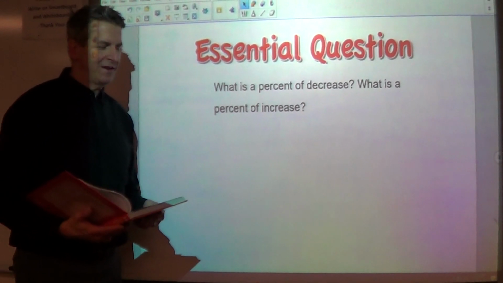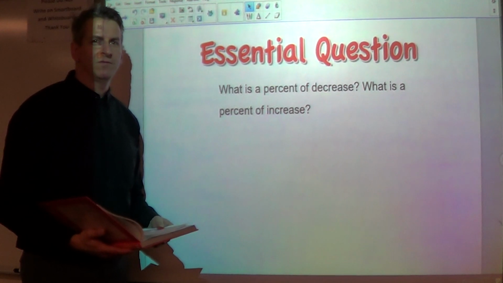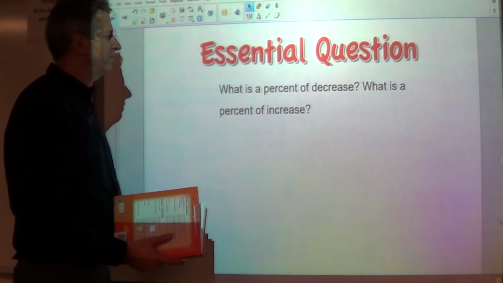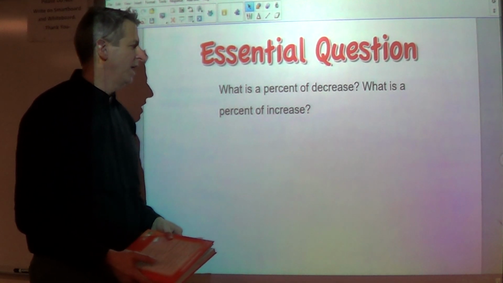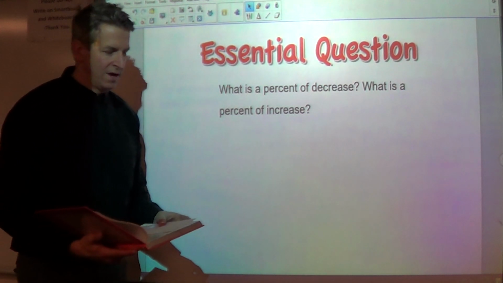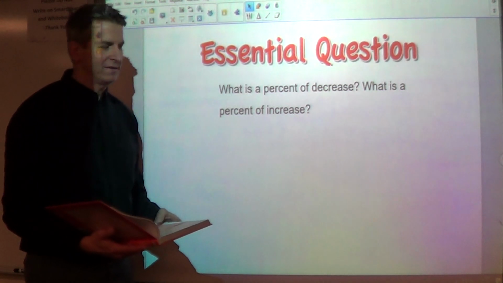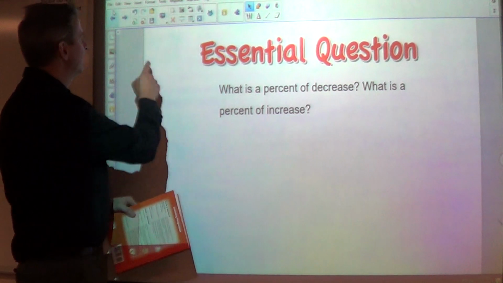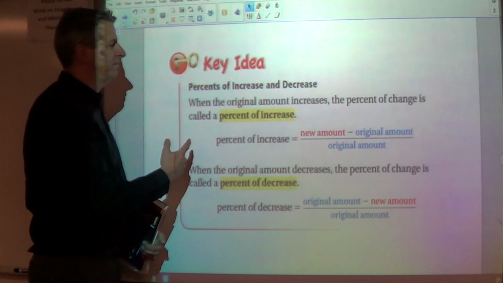Today's lesson is 15.5. It is on percent of increase and percent of decrease. Our essential question is this: what is the percent of decrease? What is a percent of increase? If you're following along in the book, it would be on page 678. That's our essential question today. The key idea is percent of increase and decrease.